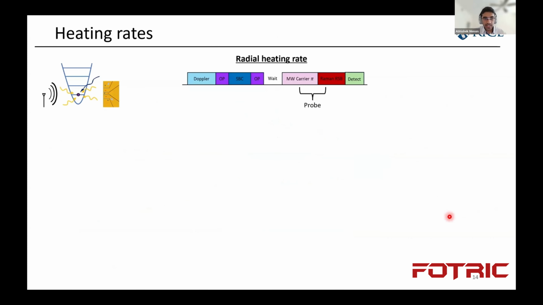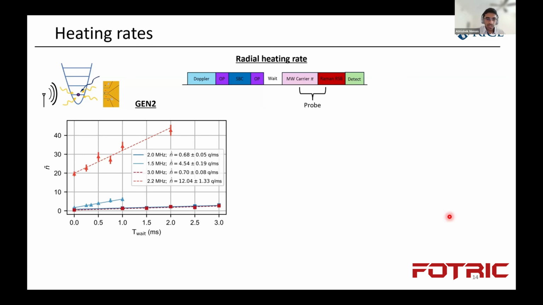So the next thing is the heating rate. As I mentioned, external noisy electric fields cause the ion to rethermalize to a higher temperature. How we probe it is by cooling the ion down to its ground state, then allowing it to interact with the environment, which is the dark time, and then probing it through sideband evolution. In the Gen 2 trap, we observed heating rates on the order of 1 to 10 quanta per millisecond. That's very high. That's a very bad lifetime, as you can think about. T2 is like 1 over 10 quanta per millisecond.